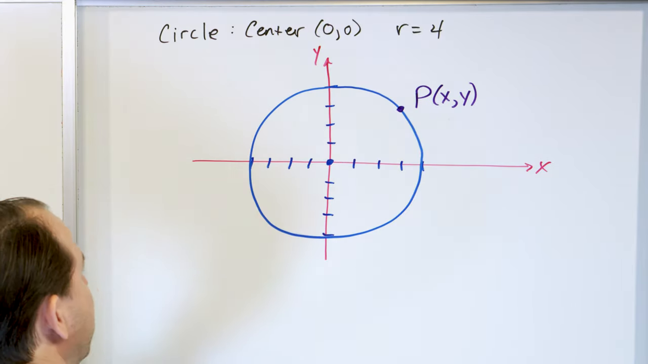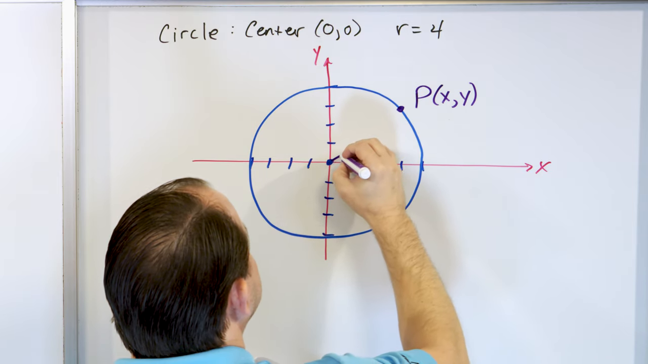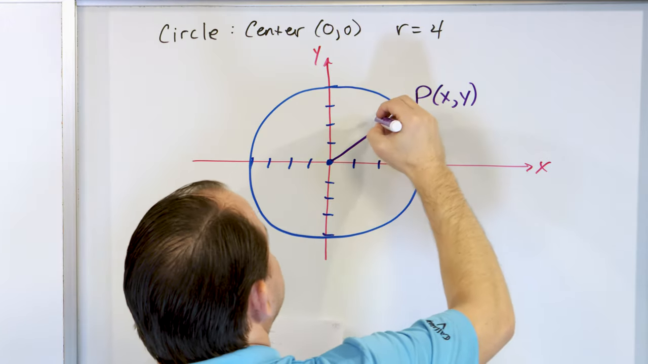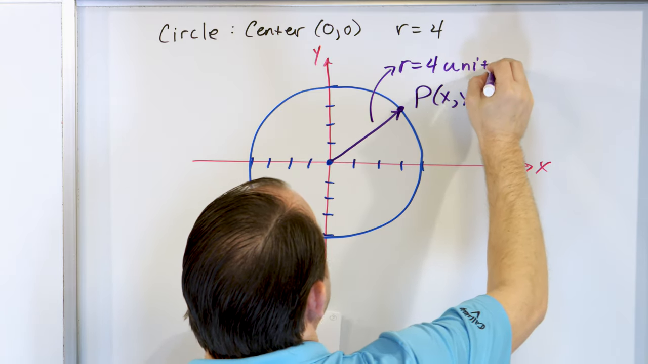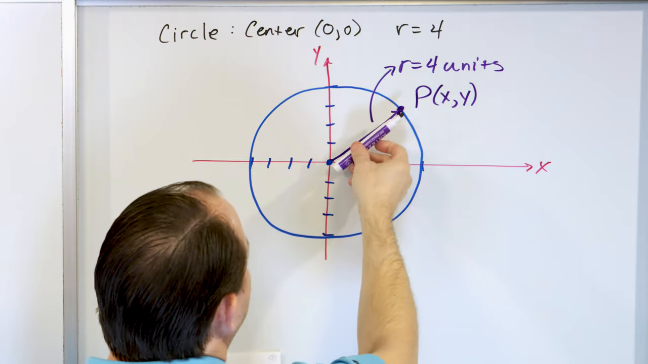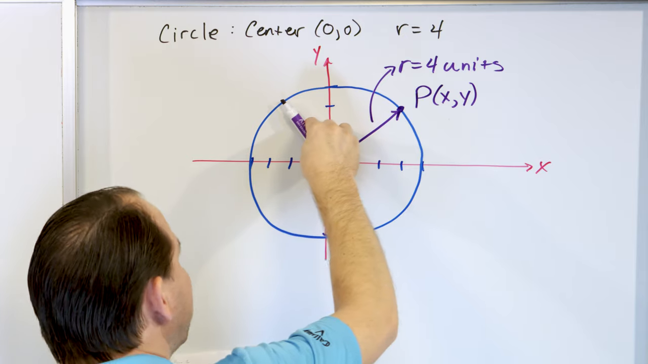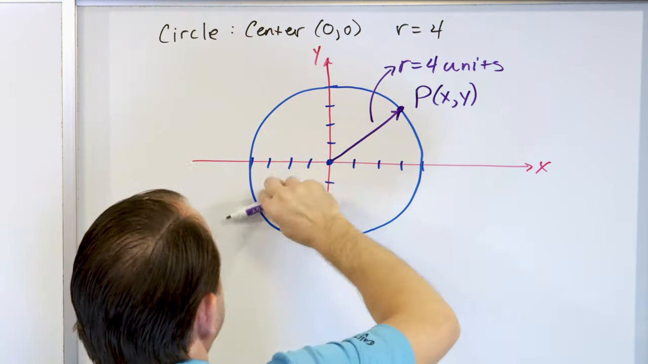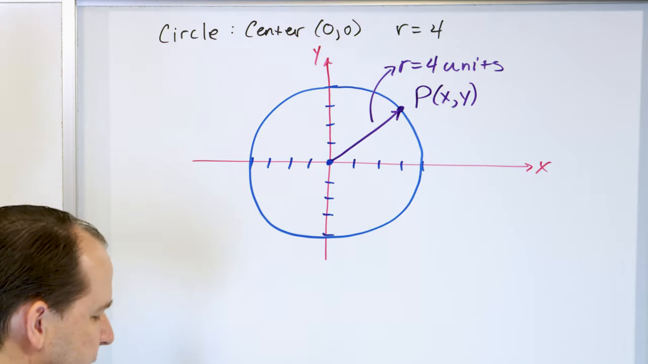We know that between the center and all of the points on here, the critical thing is the distance here is what we call the radius, and we know that it's equal to 4 units. That's the critical thing that lets us figure out the equation of a circle, because we know that if the point is here, the distance must be 4 units. If the point is over here, the distance must also be 4 units. No matter where I point the thing, the distance from the center must be 4 units.